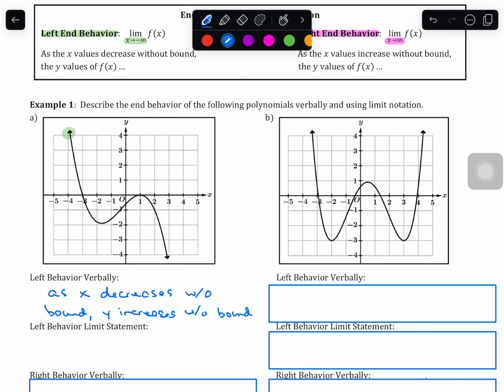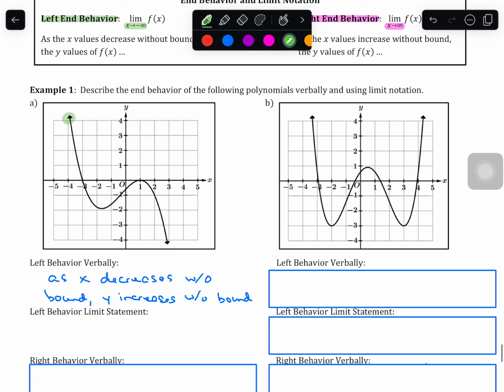Now, how does that look for our limit statements? It's the exact same thing as you see above on the screen or in your notes. We start with the word lim. We put x approaching, and in this case, because it's to the left, that means it's getting smaller, so negative infinity. And then the function; it doesn't really say what it is. Usually it'll say this is a graph of f of x or g of x or t of x. So let's just say f of x because that's the most common one. And then we're going to put what it's going to. Well, we just said in words that it's increasing without bound, so symbolically that's going to be infinity. So that is exactly what we're going to put it equal to.